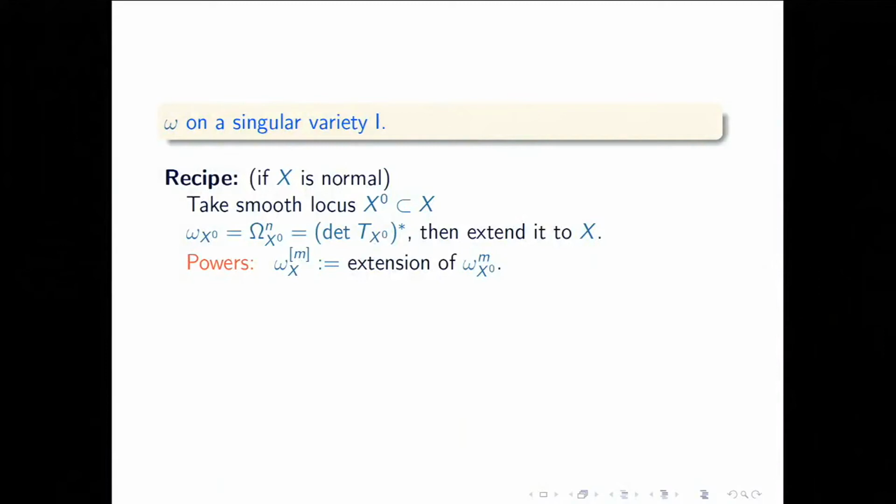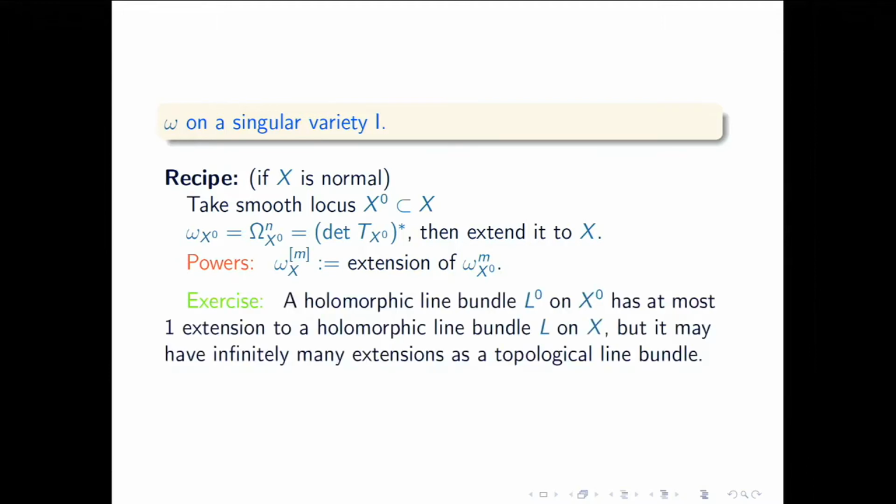it to X, so then you also push it forward. So now that means that sometimes it's not a line bundle; it's just a reflexive sheaf. Now I think it's useful to contemplate it. It's interesting. Maybe we are too much used to algebraic geometry: that a holomorphic line bundle on the smooth locus of a normal variety has at most one extension as a holomorphic line bundle. But it can have infinitely many extensions as topological line bundles.